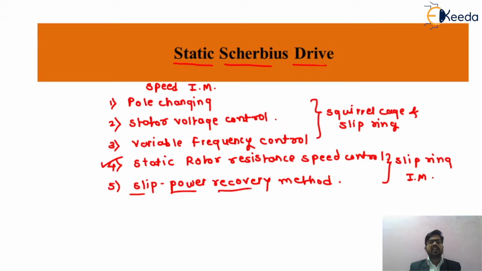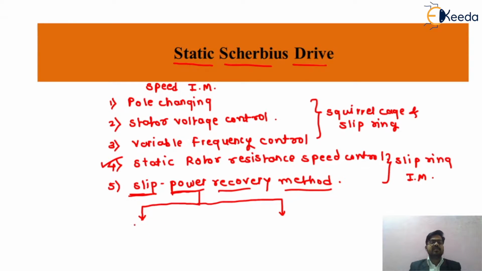In the slip power recovery scheme, we feed back the power which would be wasted in the rotor resistance to your source. So the slip power can now be fed back to the source. That's why this is called a slip power recovery scheme, which we discussed in the last video. These schemes are again classified into two types, because they provide speed control below the synchronous speed and above the synchronous speed.